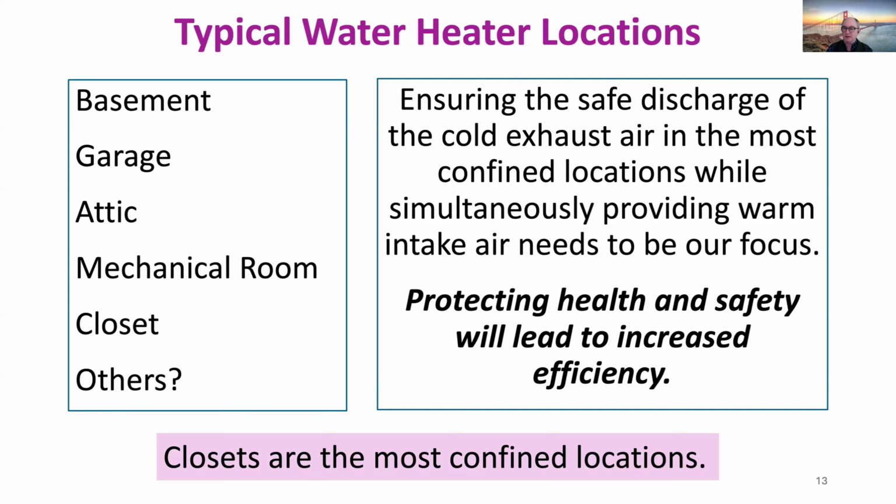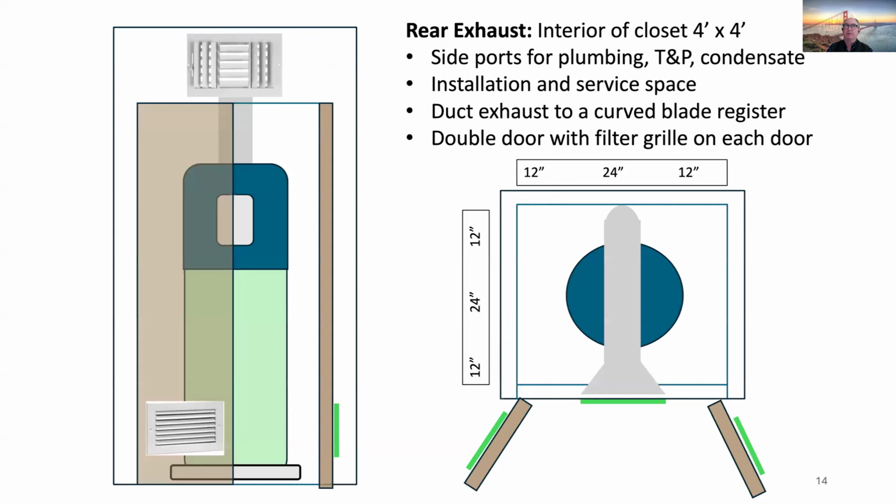Closets are the most confined locations, so I'm going to look at three of them. First one, rear exhaust. The interior of the closet needs to be the largest because you still need side clearances for access, and you need front clearances because the code says so for access and service. But you need enough room at the back in order to make sure you can get the air out of the back of the water heater and up to a ducted location above the door.